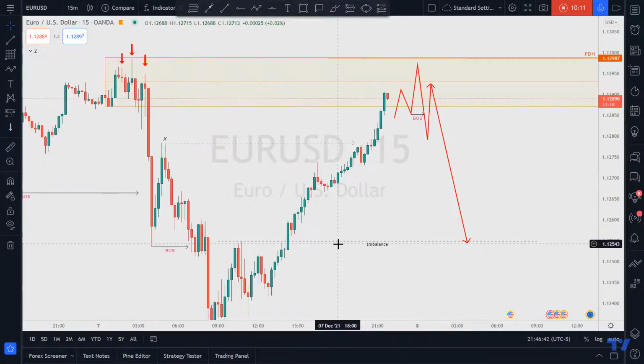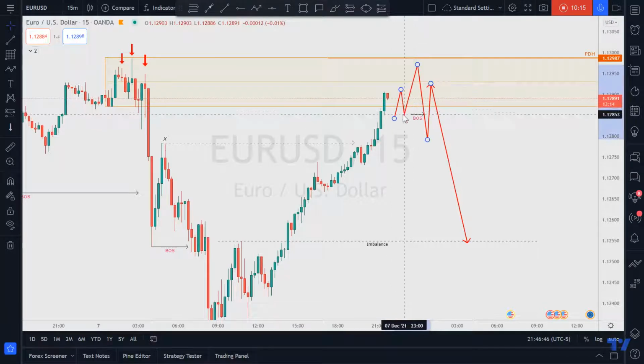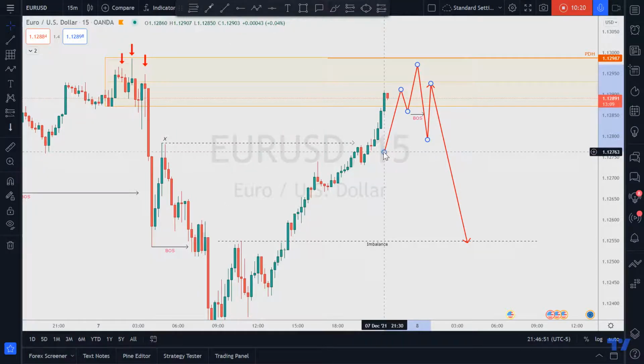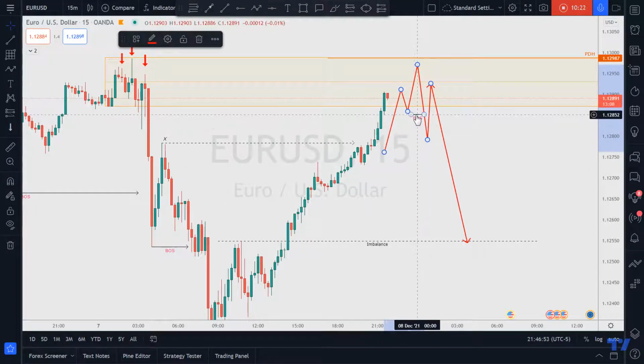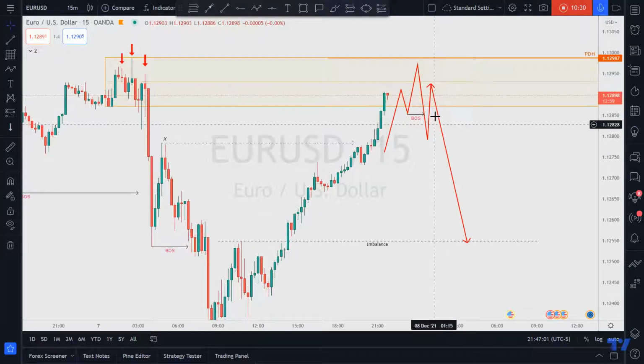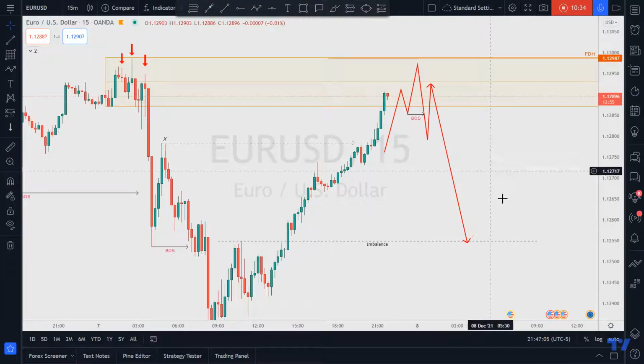It's probably going to happen during London. It's going to take a minute to cook, as it does its thing. But I'm looking for price to do it and give us a very nice opportunity somewhere in this vicinity. Okay. So that is my analysis. I hope you find it helpful.